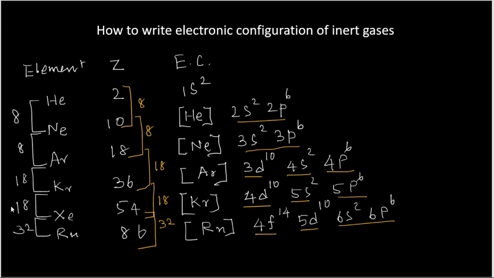So 36 plus 18, 54, similar to krypton. So krypton to xenon, we have to add 18. So 36 plus 18 is equal to 54. And 54 plus 32 is equal to 86.